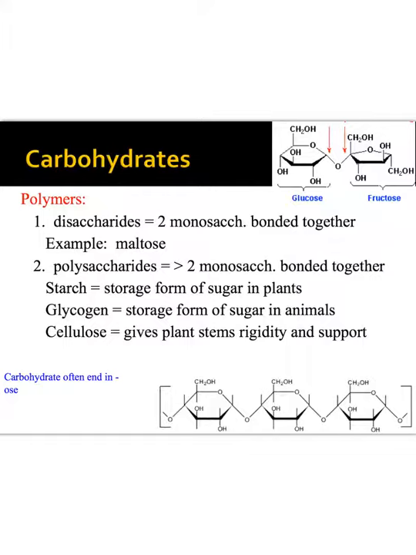A polysaccharide, poly means many, sac means sugar, so many sugars put together. So this is at least 3 or more sugars put together. So here I have 1, 2, 3. So this would be a polysaccharide. We have 3 examples for polysaccharides. We have starch. This is a storage form for sugar in plants. Glycogen. This is a storage form of sugar for animals. And cellulose. This gives plants stems rigidity, gives them support.